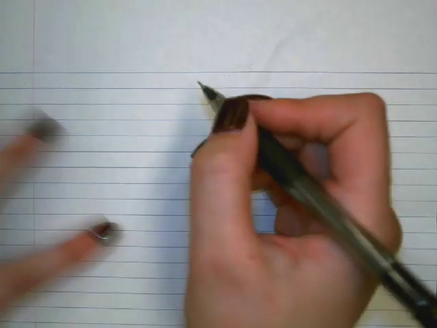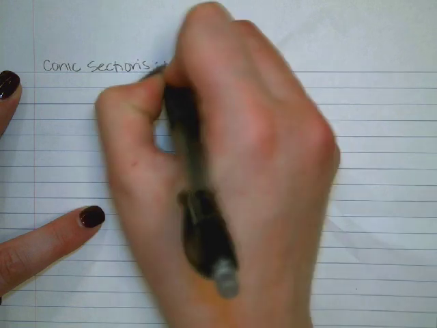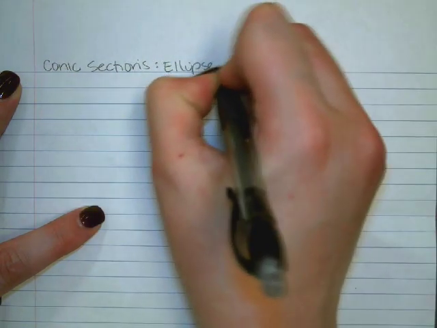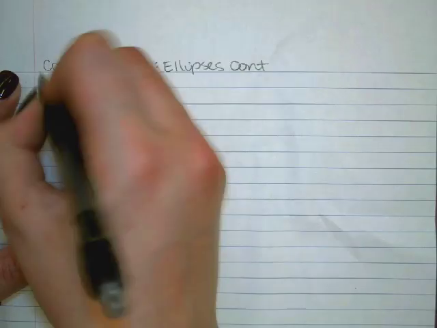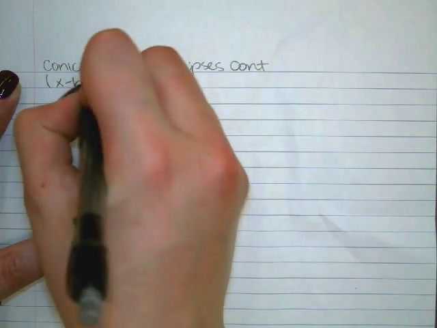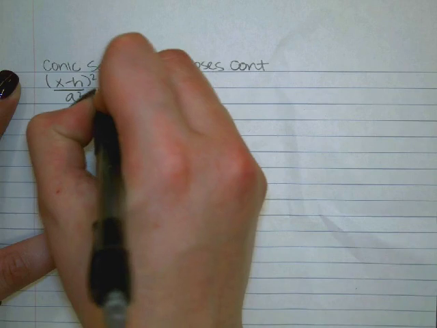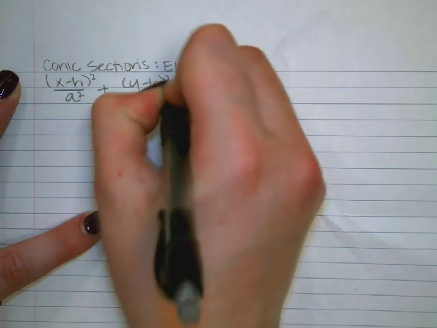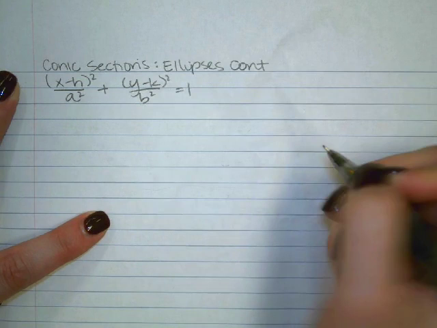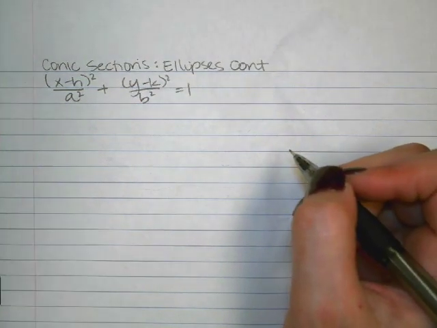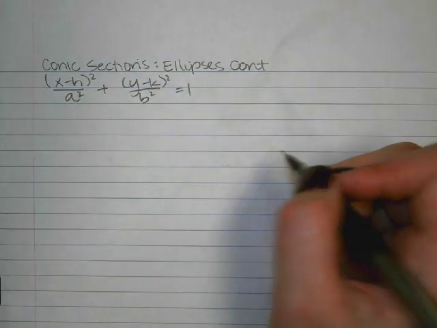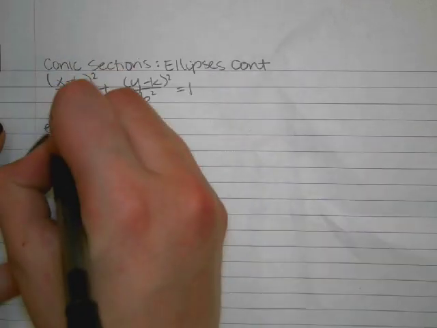All right, in this video we're going to go ahead and continue learning about ellipses, just finding information in different scenarios. So we can go ahead and say the title of this is still conic sections, ellipses. We're just continuing on. So we know that we have x minus h squared over a squared plus y minus k squared over b squared equals 1. We have one more vocabulary term for ellipses that we're going to learn about, and that's called eccentricity.